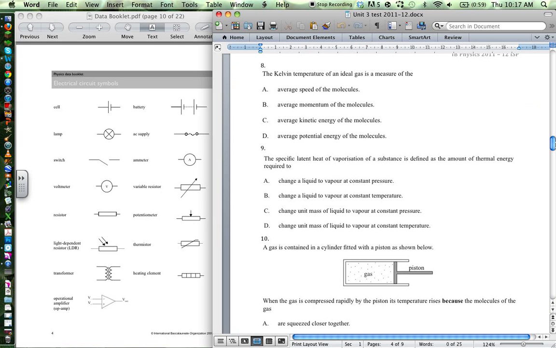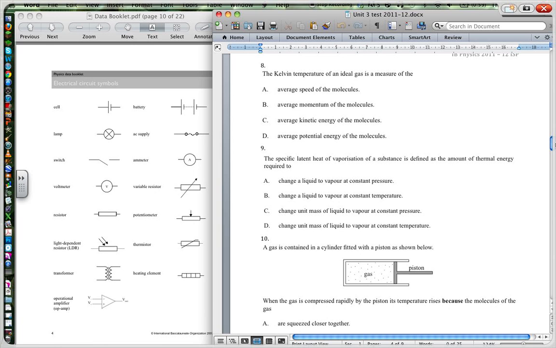Question 8. The Kelvin temperature of an ideal gas is a measure of, I hope everybody would get this, a measure of the average kinetic energy of the molecules. That's a straight definition. This word measure, it's not equal to, but it gives a measure of how great that is. Question 9.